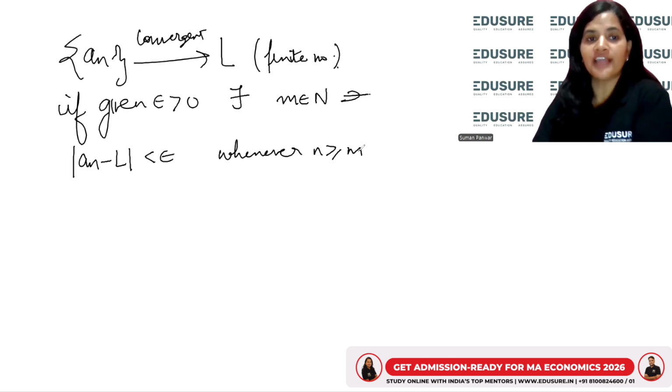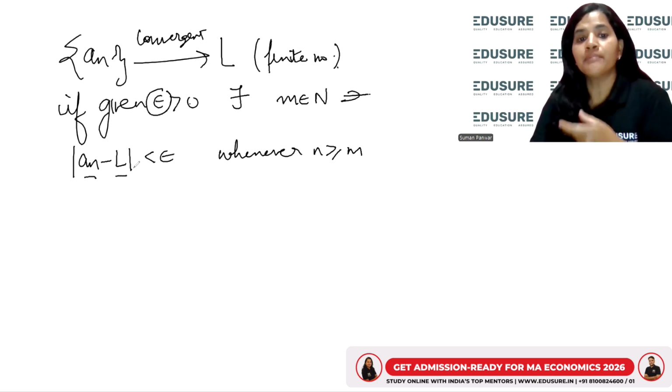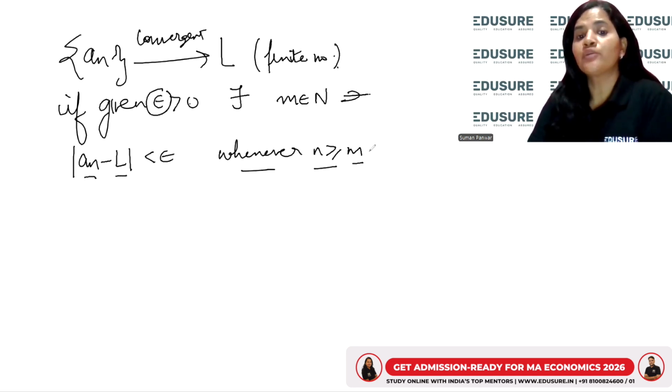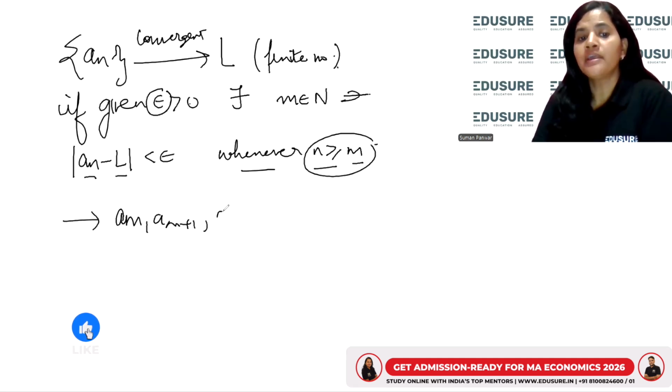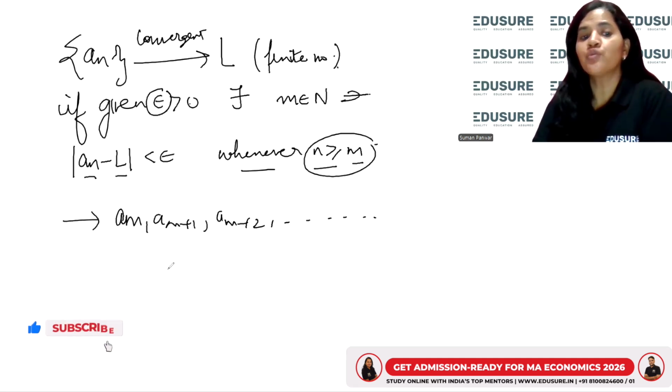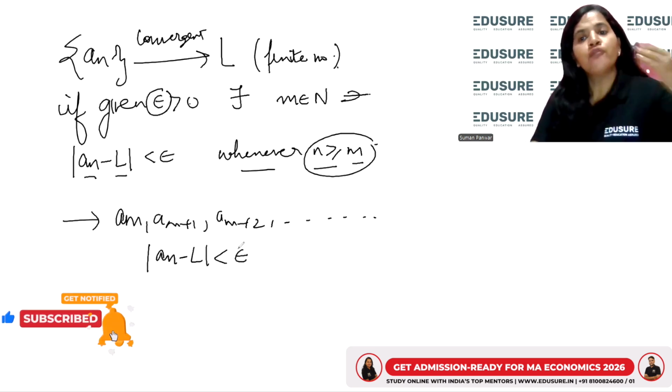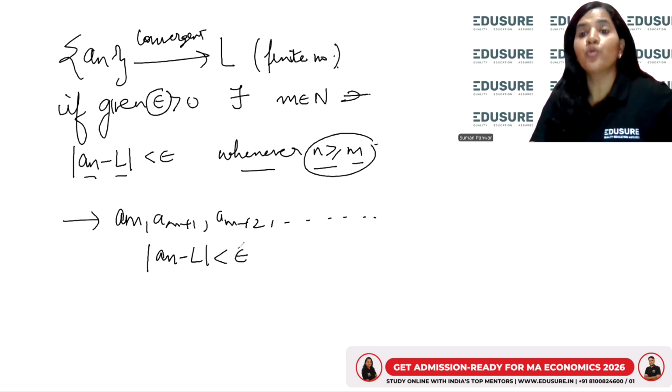So what they're trying to say is that the sequence a_n converges to L if, given epsilon positive, the distance between a_n and L is less than that number whenever n is greater than or equal to m. It means that for a_(m+1), a_(m+2), and so on, the distance between a_n minus L will be less than epsilon. For the remaining numbers, we can ignore that.